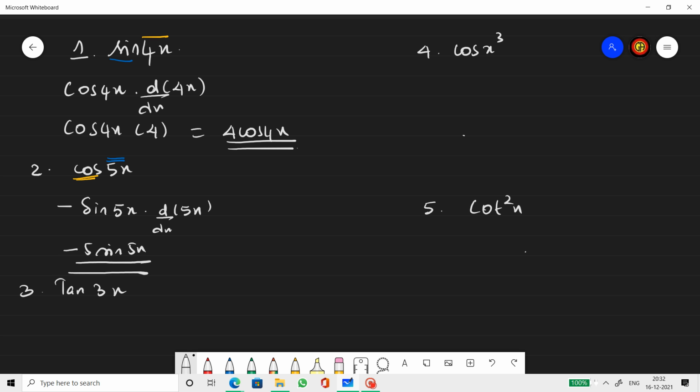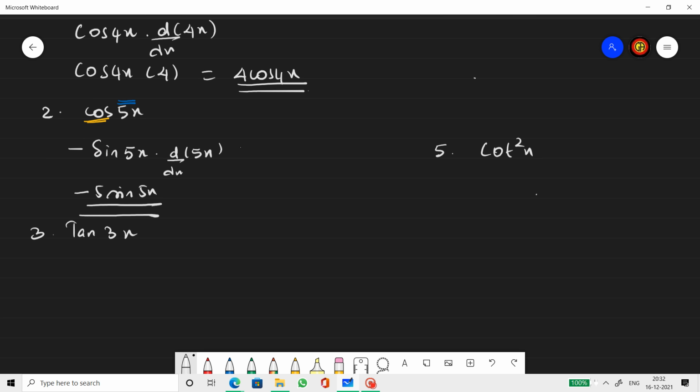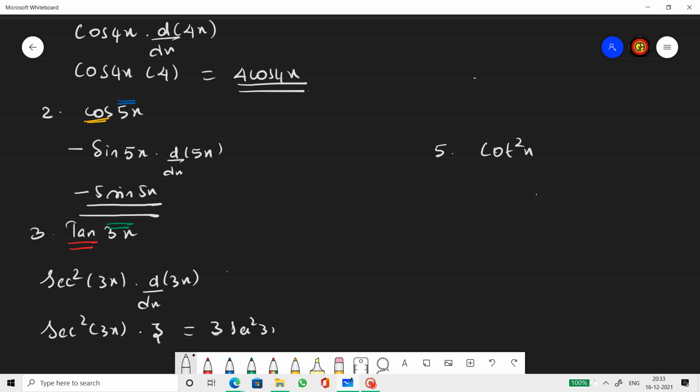Third one. Tan 3x. Main function is tan. Sub function is 3x. So first differentiate the main. Tan differentiation is secant square. So we get secant square 3x into the differentiation of 3x. Therefore, secant square 3x into 3 equals 3 secant square 3x.